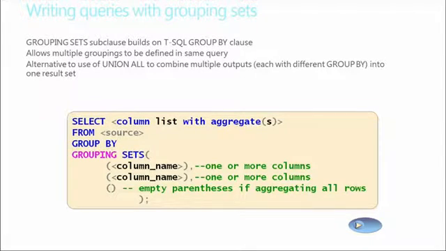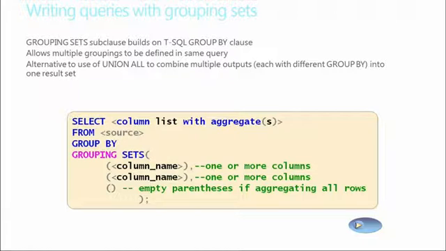If you've got unnormalized data, it's a little bit easier to get that content out and slice and dice it the way you want it to, since it wasn't populated correctly in the first place. But writing queries with grouping sets, a subclause that builds on your T-SQL GROUP BY clause, allows us to create multiple groupings. An alternative is the UNION ALL, which was demonstrated earlier on.